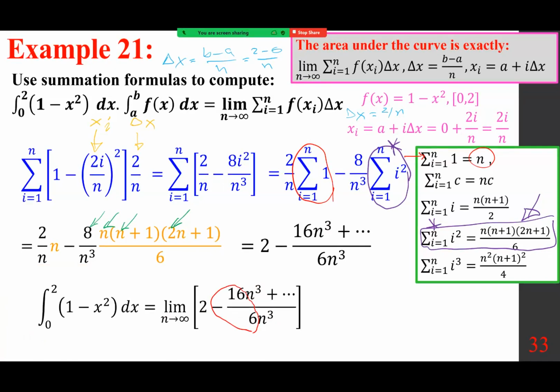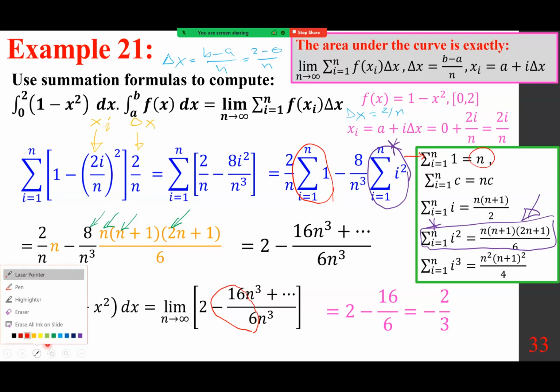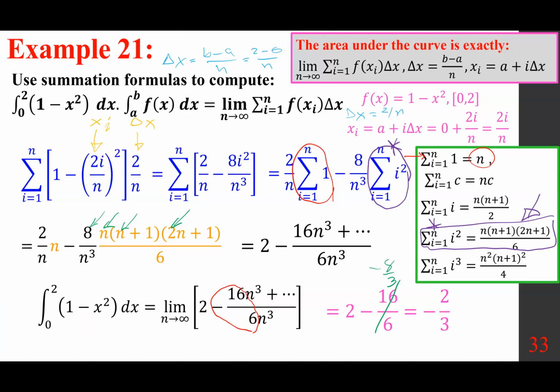If you remember, when we take a limit of a rational expression, when the degree of the numerator and denominator are the same, leading coefficients will take over. So 2 minus 16 over 6, and that is minus 2/3. I'm going to assume everybody can see this as 2 minus 8/3. 2 minus 8/3 is negative 2/3. Now, this could be done with FTC a lot faster, and we'll see it later.